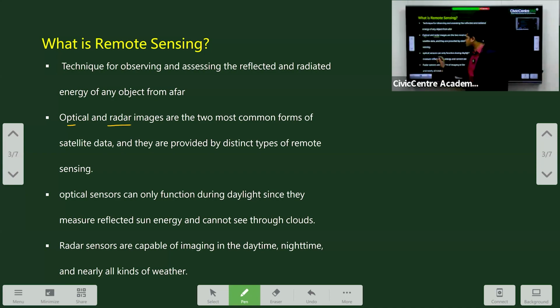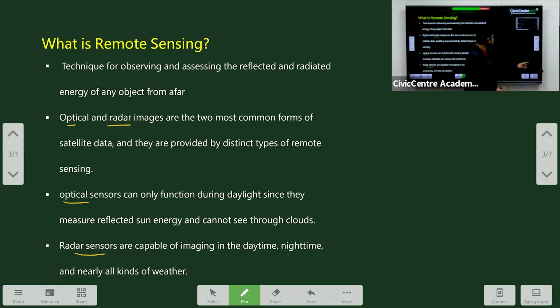Now, what is meant by optical? Optical sensors can only function when we have sunlight, when we have solar energy. So these sensors function only during the day, when we have the sunlight. They can't function when there are clouds also. But radar sensors are capable of imaging in the day, nighttime, and nearly in all kinds of weather.